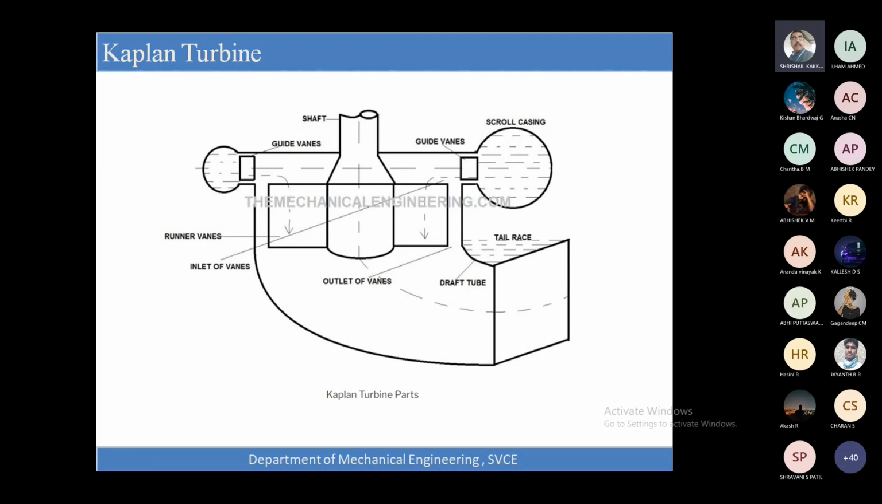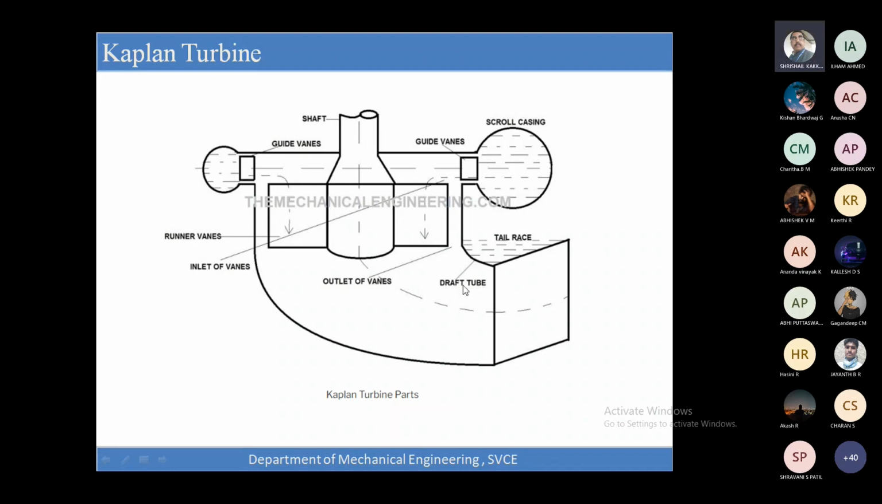And the guide vane. The guide vane will be directing the water, and it will control the flow of water onto the runner vanes. And there we had the nozzle. Here we have the guide vanes. And the runner vanes will be coupled to the shaft of this Kaplan turbine. Once the water strikes these runner vanes, they will start to rotate.